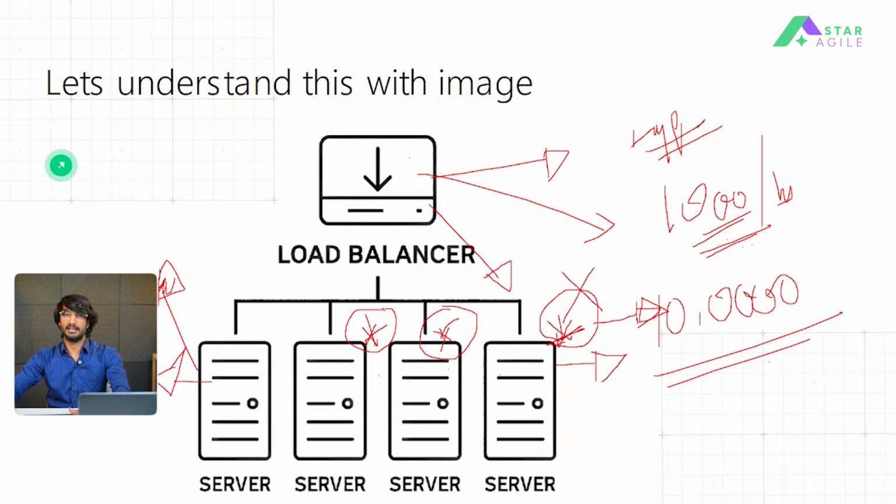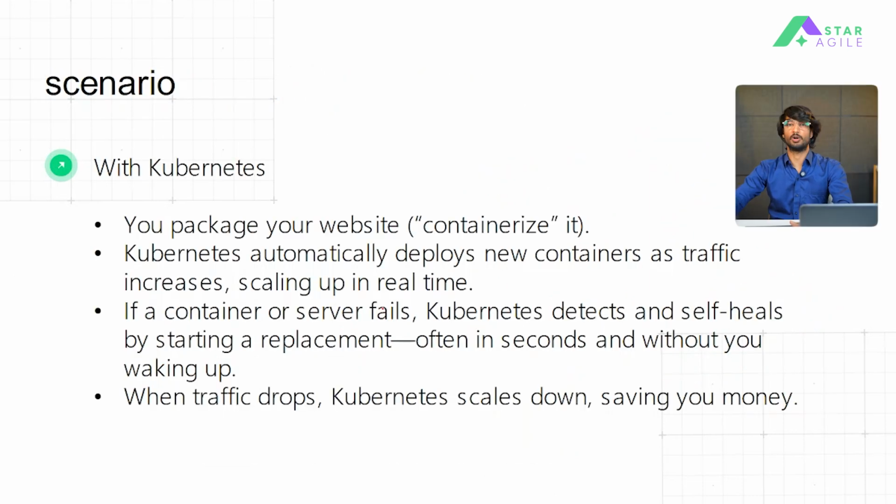For this, let's consider what if Flipkart is using Kubernetes in this backend. Generally, the Flipkart application will be packed as a single application, as shown here, and we call it containerizing it. And Kubernetes will automatically deploy new containers as traffic increases, scaling up in real time. Of course, what does it mean? So this is what happens here.